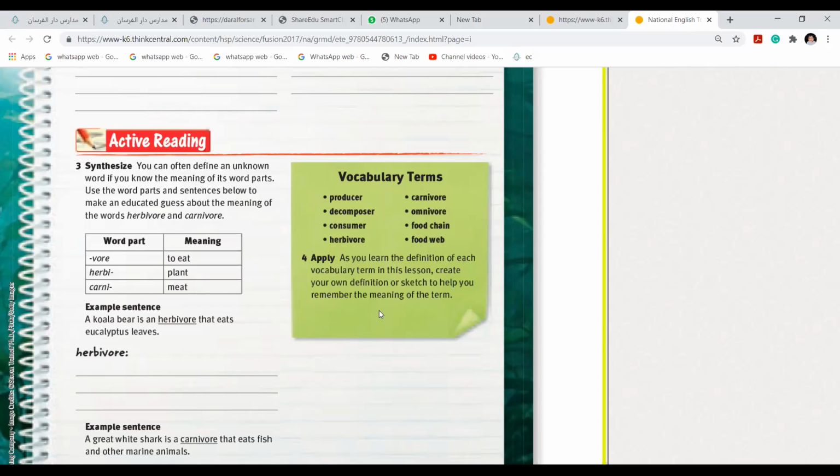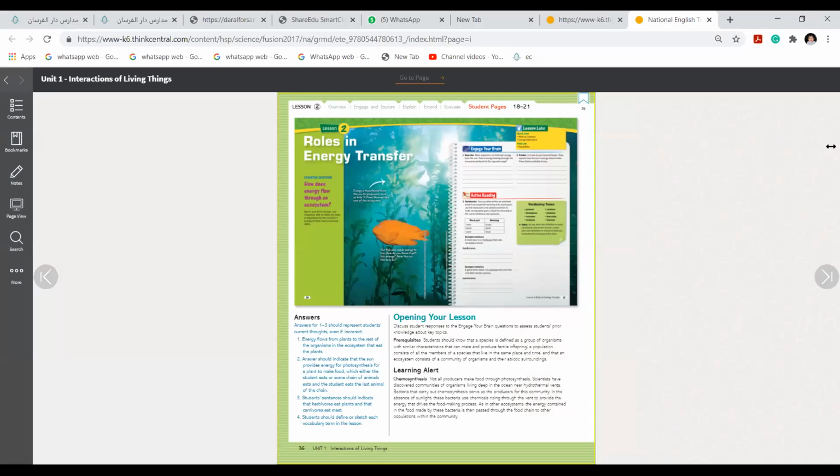Consumers are the ones who eat producers, or they eat plants, or they eat animals. Herbivore: when I say herb, that means plant-eating animals. Those who eat only plants are called herbivores. Carnivore: only meat, only mutton, only chicken. Omnivore: those who eat both plants and animals, like us, like bears. A food chain, you know very well, is only with one arrow, in one direction. A food web is connected to many food chains.